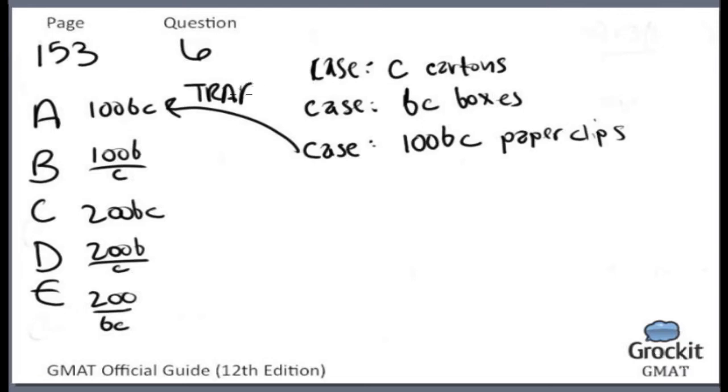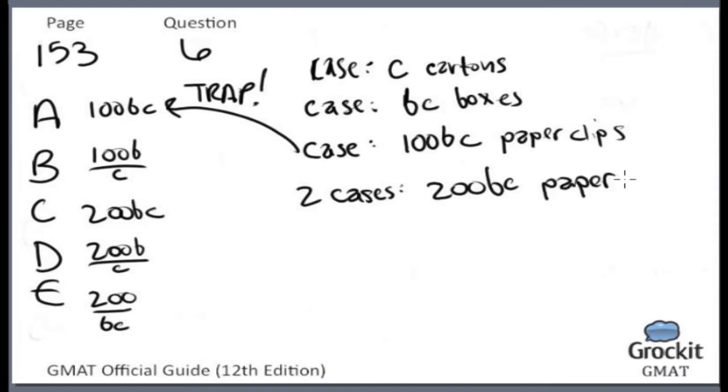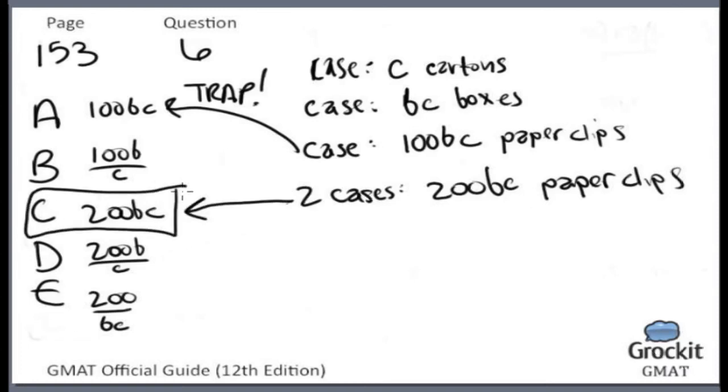But it's a trap. No! Because, of course, we were actually asked in the original question to answer how many paper clips are contained in two cases. So two cases, we just multiply the whole thing times 2, is 200 BC paper clips. Which is... I drew it to the wrong thing. Okay, there we go. 200 BC paper clips. Choice C is the correct answer.